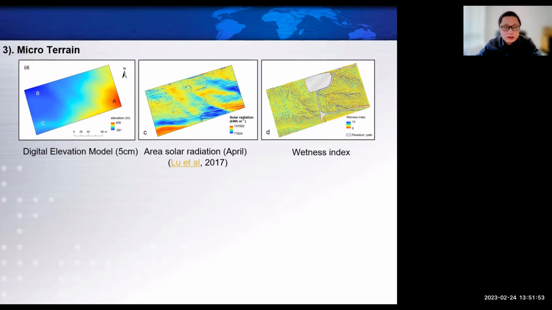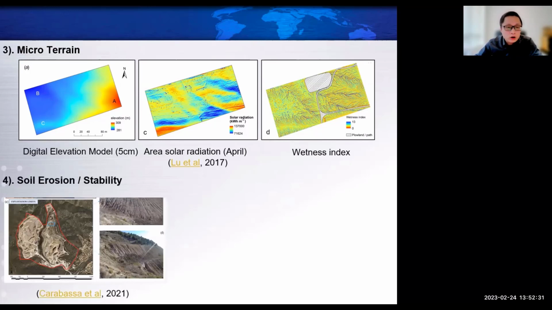This solar radiation influences the early growth of the crop, which is one conclusion we found in this study. Also using the DEM, we generated a wetness index, showing which areas likely have higher soil moisture and which areas likely have lower soil moisture. And then we can correlate this map with the yield or crop growth map and see if the soil moisture is really the major factor limiting or contributing to crop growth.